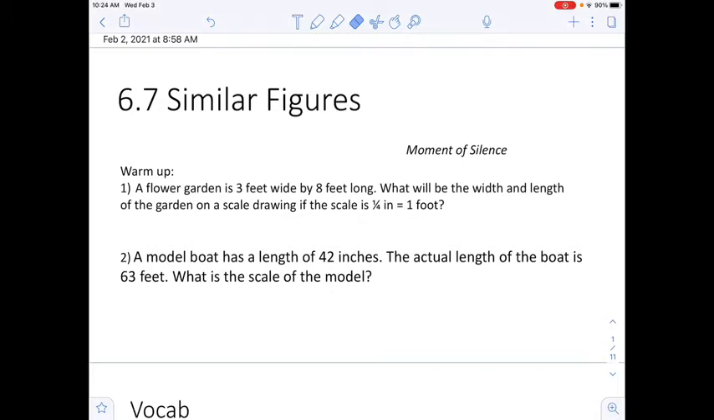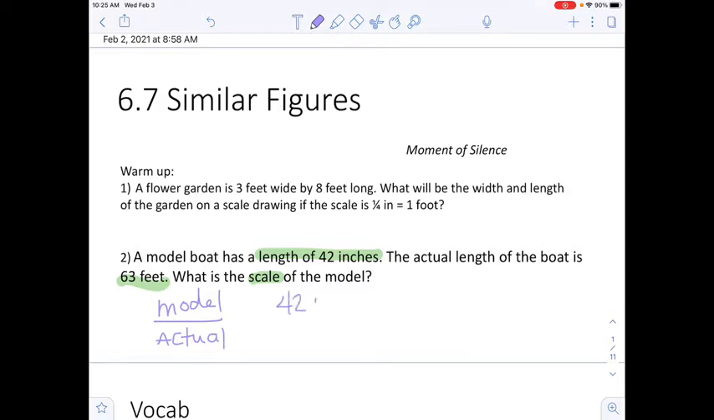So number 2 says a model boat has a length of 42 inches. The actual length of the boat is 63 feet. What is the scale of the model? Okay, so remember, in 6.6 we talked about scale. Some things we know about scale is that they can have different units, but that numerator needs to be 1. So we want to figure out for every 1 inch on the model, what does that represent on the real boat? And then we also know for scale that we use this setup, model over actual.